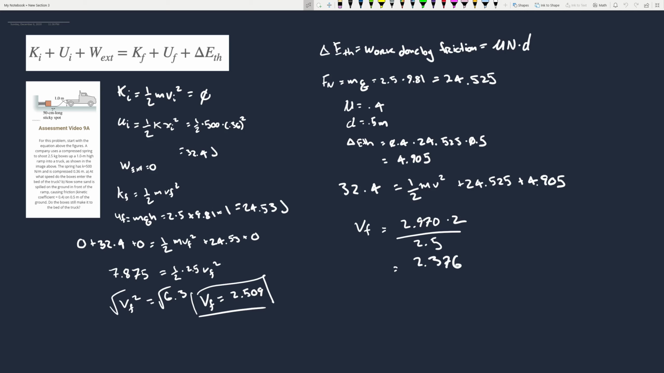And then, since this was squared, we can square root both sides. Our final velocity, even with the sand, is 1.5. And so indeed, the box does make it into the bed of the truck, regardless of whether there's friction from the sand or not. I hope this helps, guys. I hope you learned a bit more about conservation of energy, and thanks.